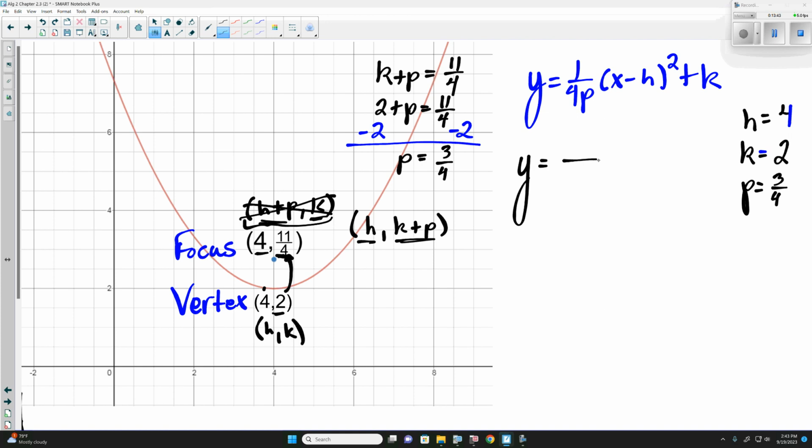And lastly, we need to plug it in. So we'll plug 3/4 in for p. So we have 1 over 4 times 3/4 times x minus, well, our h value is 4, plus k, which is 2. Questions on this here?